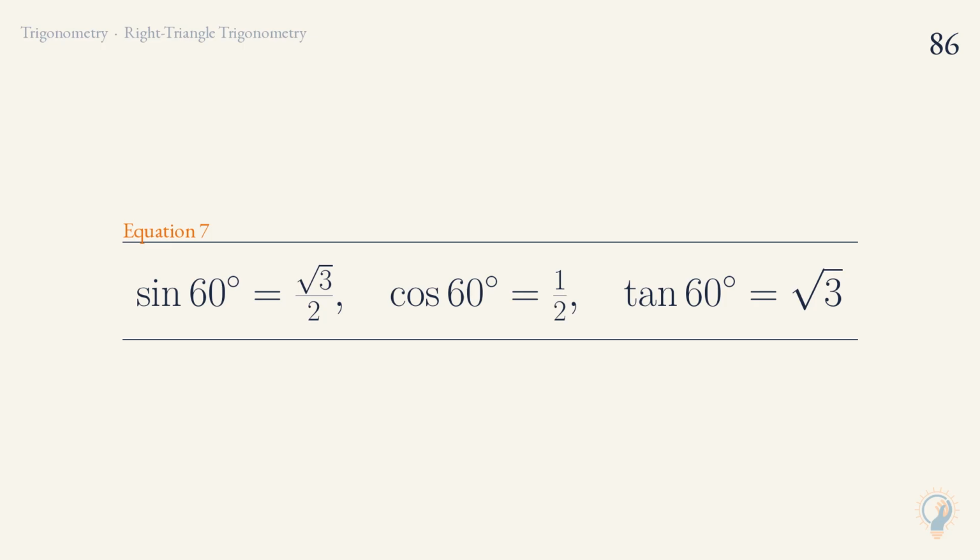Equation 7. The 60-degree exact values. Sine of 60 degrees equals the square root of 3 over 2. Cosine of 60 degrees equals 1/2. Tangent of 60 degrees equals the square root of 3. Notice that sine and cosine swap between 30 and 60, a hint of the cofunction relationship to come.